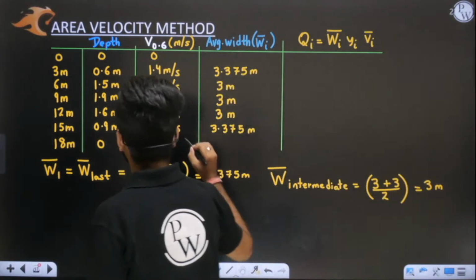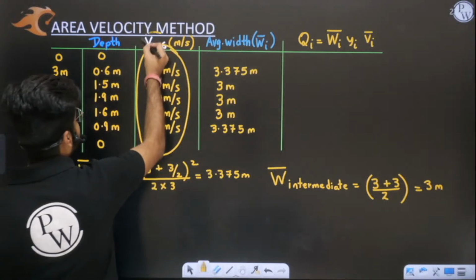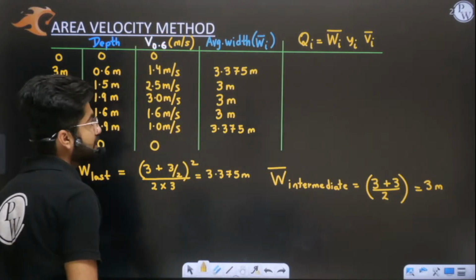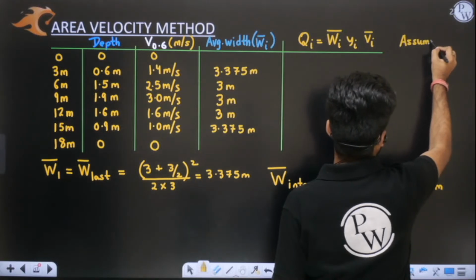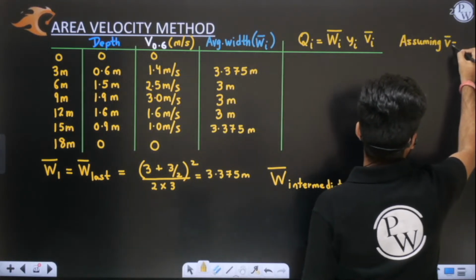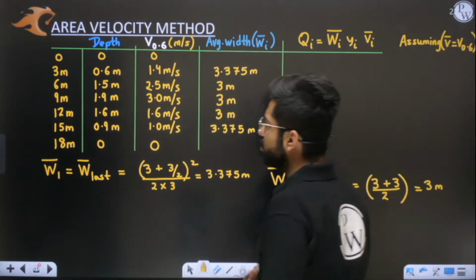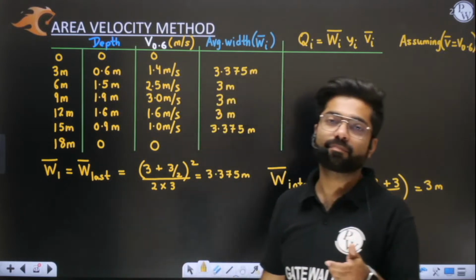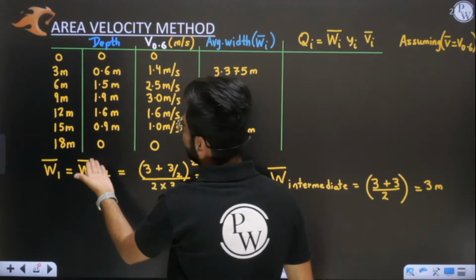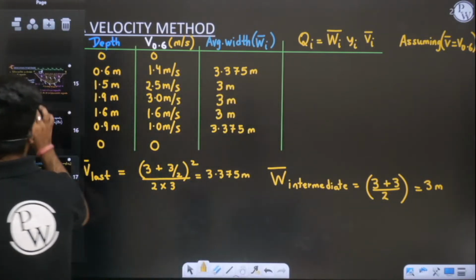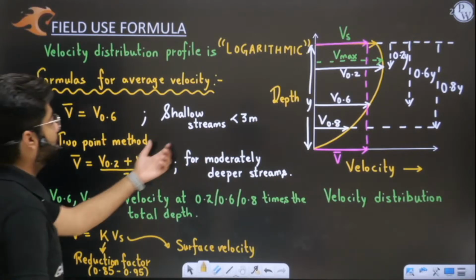You need to understand one thing. The average velocity will be taken as v0.6 here. What I'm assuming here is that the average velocity is given by v0.6, because my stream is less than 3 meter deep. You can see, sir, nowhere am I getting a depth more than 3.